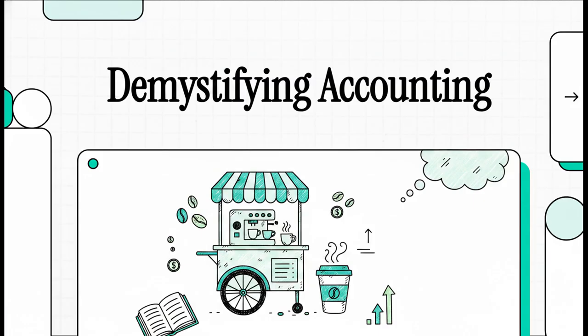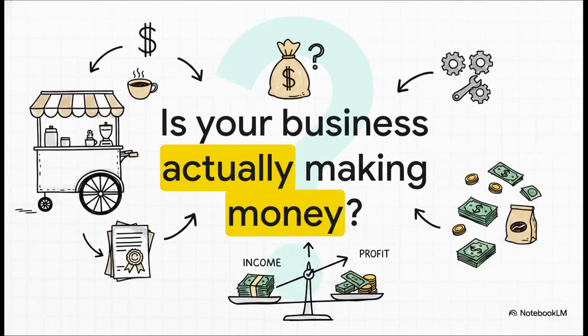And to make this really practical, we're going to follow the entire journey of a transaction using a simple real-world example, a neighborhood coffee cart business. Right off the bat, here's the golden question for absolutely any entrepreneur. Imagine you're running this coffee cart. You see cash coming in from customers all day, but you're also constantly buying beans, paying for city permits, fixing broken equipment. How do you know if your business is actually making money, or if you're just incredibly busy? Well, accounting is the ultimate system designed to answer that exact question with absolute clarity.